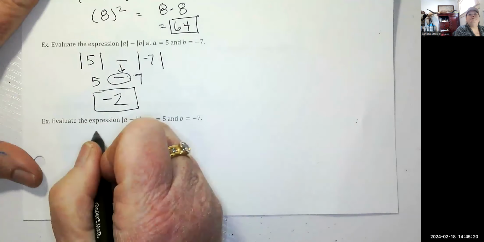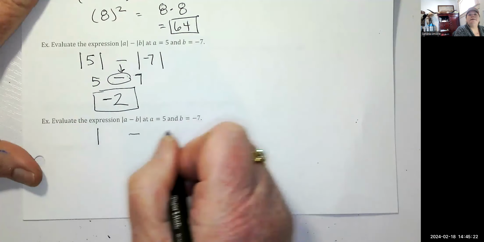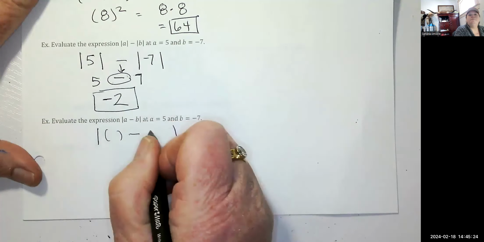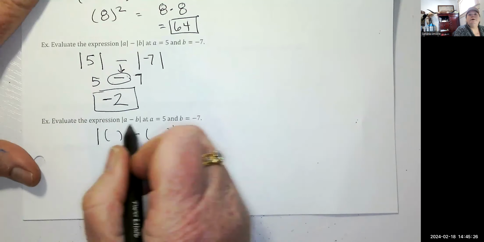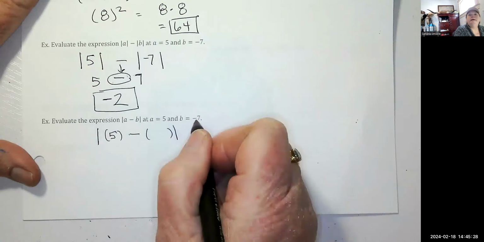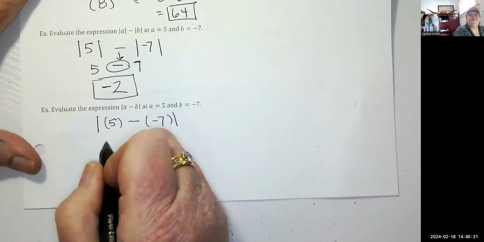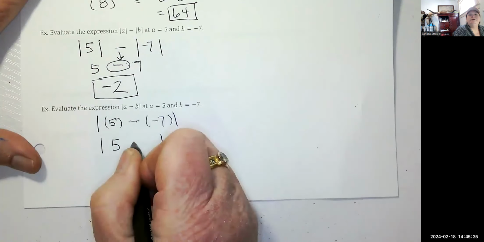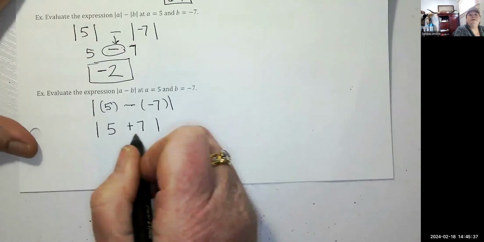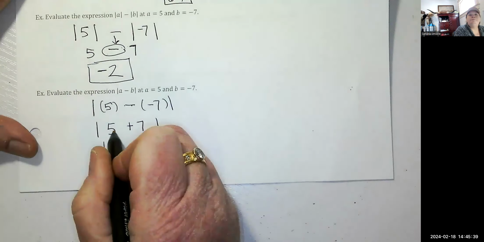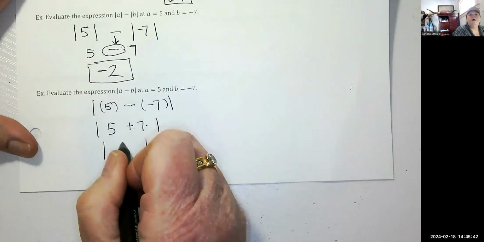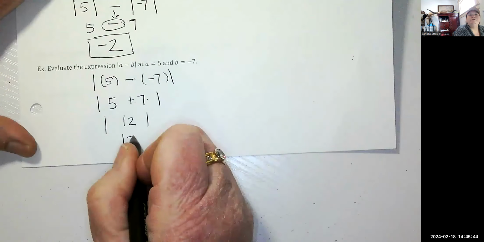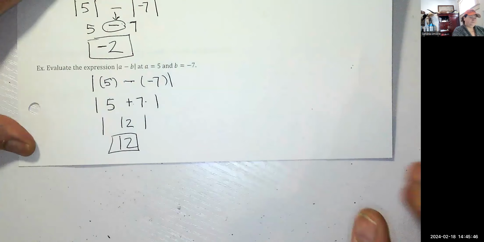Okay, the absolute value of A minus B. We need to put some parentheses in here to fill these in. So A is 5 and B is -7. All right, I'm just going to redo this. I've got 5, a negative and a negative is going to give me +7. So now we have the absolute value of 5 plus 7, 8, 9, 10, 11, 12. And the absolute value of 12 is just 12. Please let me know if y'all have any questions about this. Only a couple more to go.